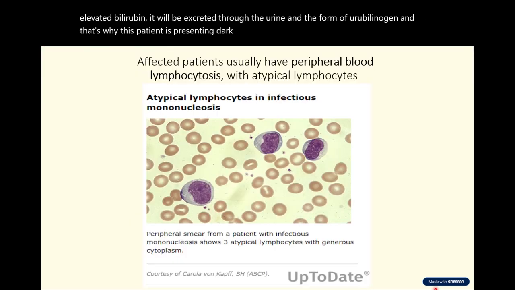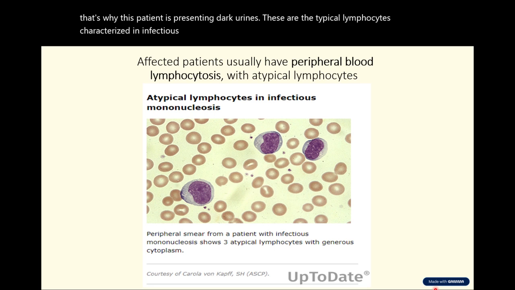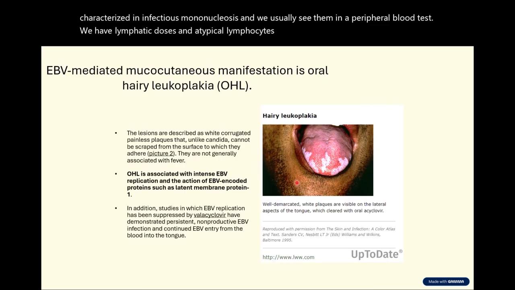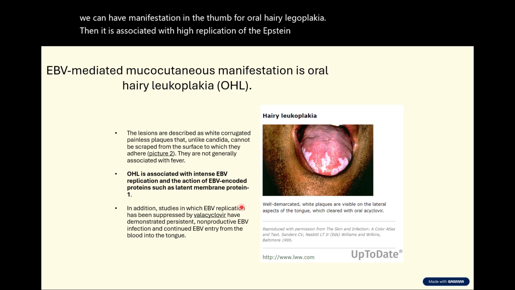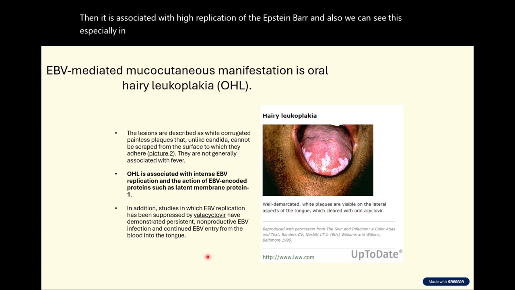These are the typical lymphocytes characteristic of infectious mononucleosis, and we usually see them in a peripheral blood test. We have lymphocytosis and atypical lymphocytes, typical for infectious mononucleosis. Also, we can have manifestations in the tongue, oral hairy leukoplakia, which is associated with high replication of Epstein-Barr, and we can see this especially in immunocompromised patients.